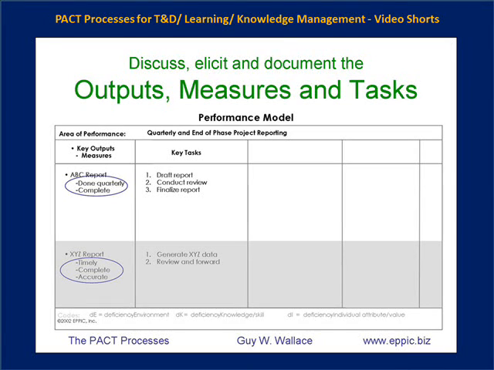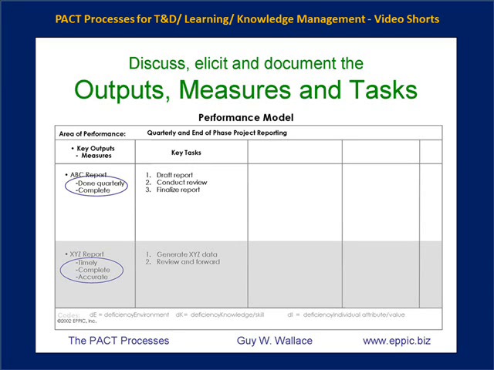Here is an example. Here we have a performance model for doing the quarterly and end-of-phase project reporting. It's kind of a made-up thing here. There are 2 sets of outputs and tasks that align to those outputs. The first output, the ABC report done quarterly, it's got to be complete. There's 3 tasks for that. The next output is the XYZ report. You're all familiar with that.